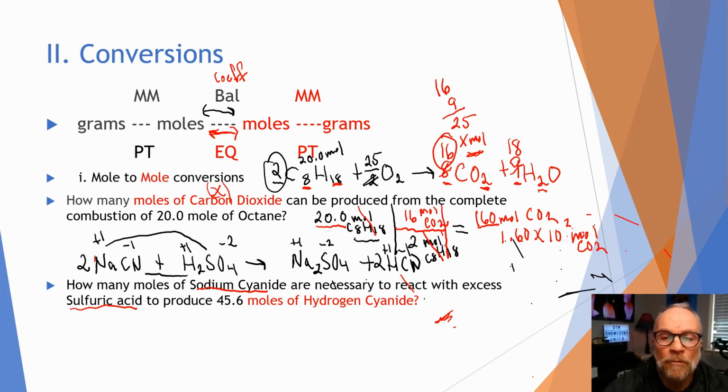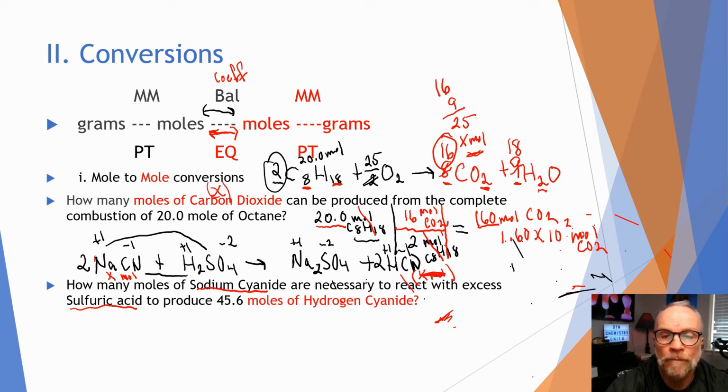Hydrogen cyanide will be our X here. I have to put it down here, X moles, right? And how many moles of sodium cyanide? Oops, almost got mislabeled here. So sodium cyanide is what we're solving for. It's a little different than the last one. We're actually solving for a reactant in this one. And we're given 45.6 moles of hydrogen cyanide.